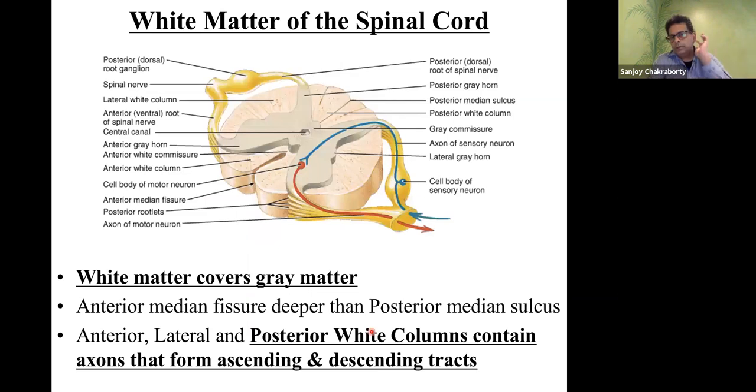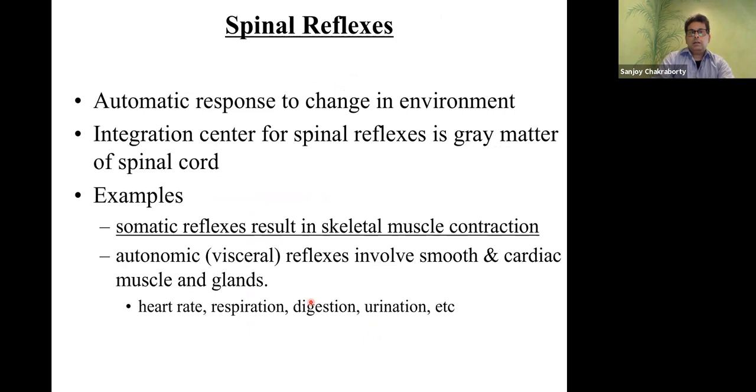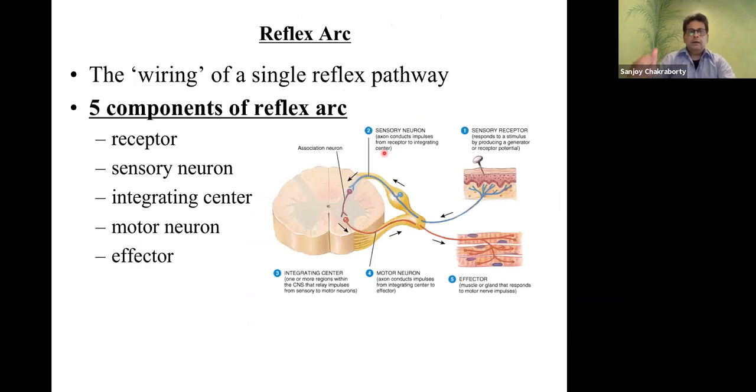So we talked about the gray matter, we talked about the white columns, and we already know the reflex, basically the automatic response to a change in the environment, and we know the mechanism of reflex. The reflex mechanism is a 5-point reflex arc. Point number 1, receptor. Sensory neuron bringing the information. The integration center decides what to do. Motor neuron taking out the signal. And the effector executing the final work. So this is the reflex arc.